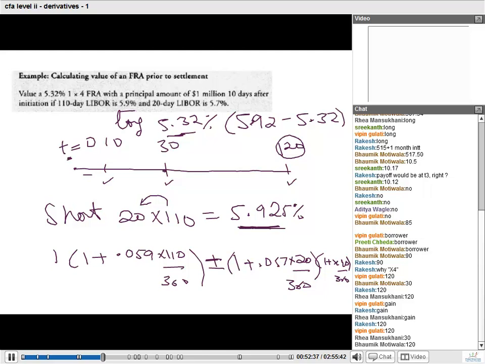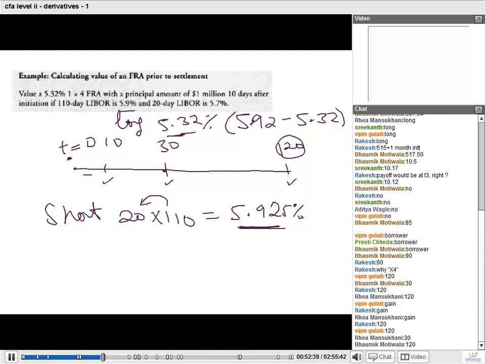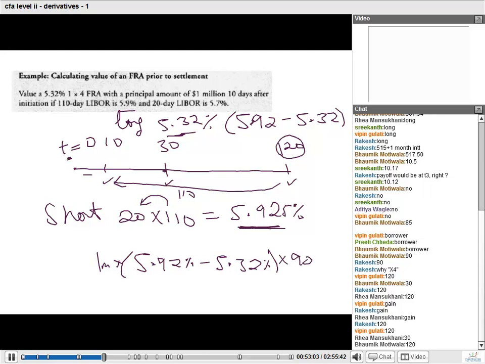So what is the value of the FRA today or at t equal to 10? You will have to discount it back 110 days. So the value will be 5.92% minus 5.32% into 1 million, which is the notional, into 90 by 360. Please don't forget to multiply by 90 by 360. It's not a 1-year loan. It's only a 90-day loan. So your savings will also be corresponding to 90 days.